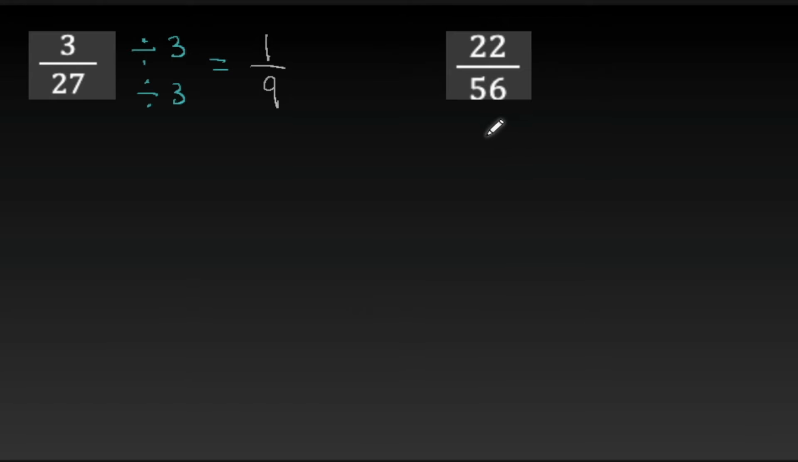So what about 22 over 56? Both are even numbers. We can divide by the smallest even number, 2. So let's do that. 22 divided by 2 in the numerator, 56 divided by 2 in the denominator. 22 divided by 2 is 11 because 11 times 2 is 22. You may not be able to easily see what 56 divided by 2 is equal to, so we can perform long division here. So we have 56 divided by 2.